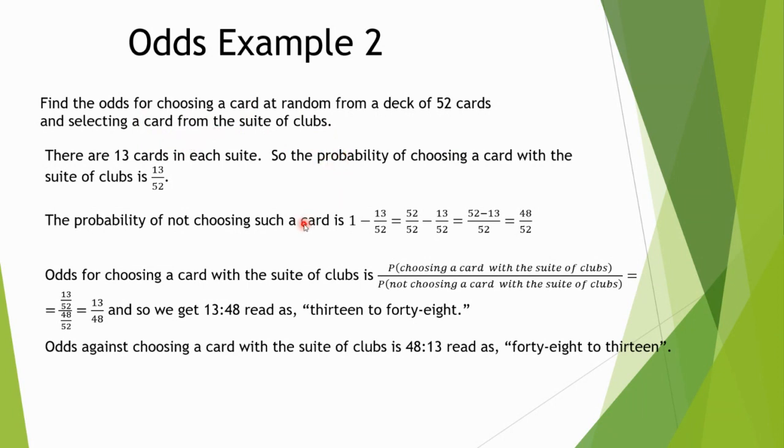And the probability of not choosing such a card is 1 minus that, which is 48 out of 52. You could have gotten 48 directly because we know there are 48 other cards in the deck, 48 cards that are not in the suit of clubs. So the probability of not choosing a card from the suit of clubs is 48 out of 52. That's another way to handle it. Then to get the odds, you just divide probabilities. So in this case, you would have 13 over 52 divided by 48 over 52, and the 52s cancel. You get 13 to 48.